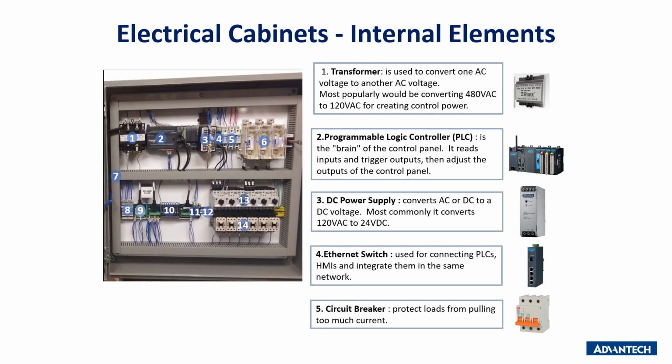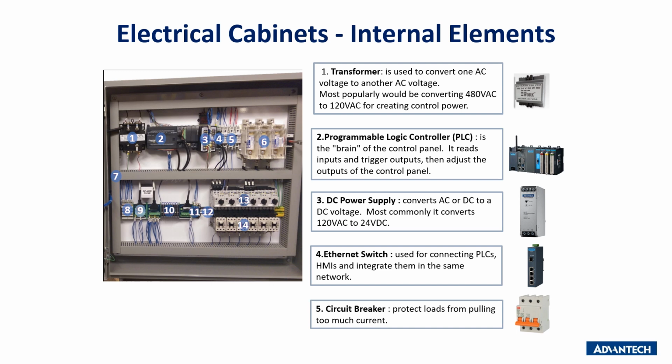Internal elements of an electrical cabinet. Inside a cabinet can be found several electrical devices. Some of them are introduced as follows. 1. Transformers. They are used to convert one AC voltage to another AC voltage. Most popularly would be converting 480 volts AC to 120 volts AC for creating control power.